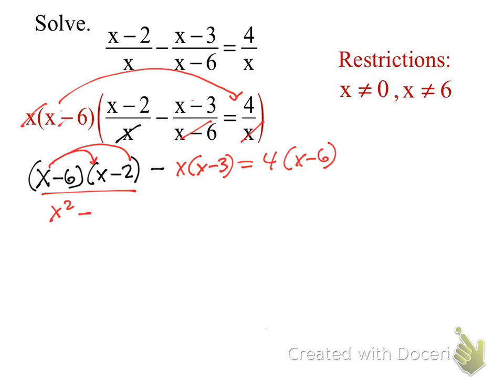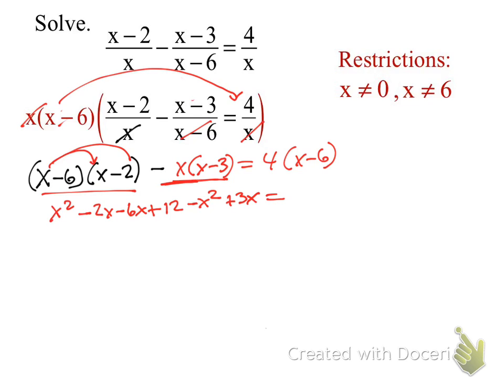Minus 2x, minus 6x, plus 12. Good. And over here? Keep going. X squared. What kind of x squared? Negative. Yep, negative x squared. Keep going. Plus 3x.